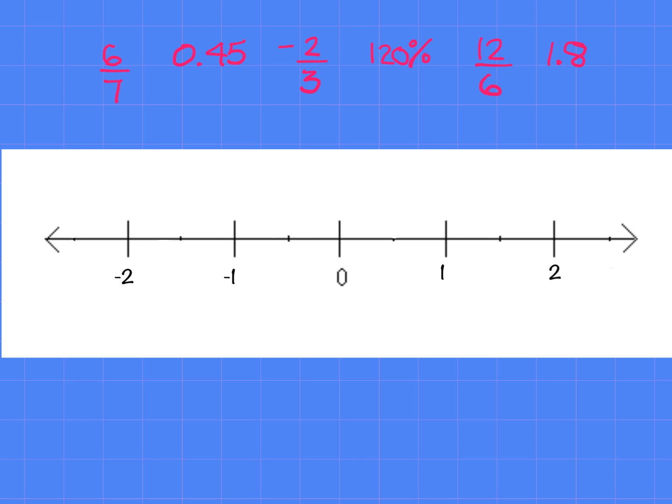So let's begin by first looking at the fractions. As I previously mentioned, this first fraction, 6/7, means that it is less than one whole. So we know that we are in this region between 0 and 1. Now in this example, the denominator tells us that we have 7 pieces. So 7 pieces make a whole.